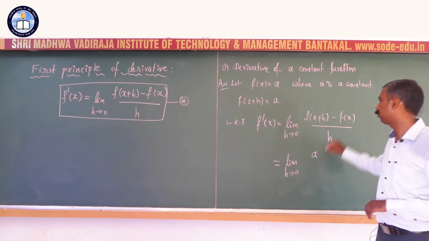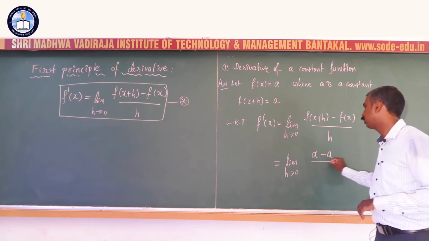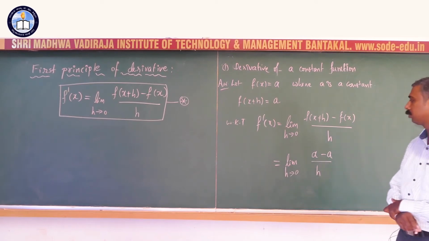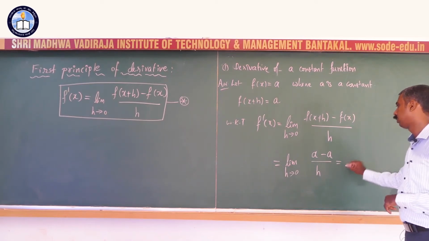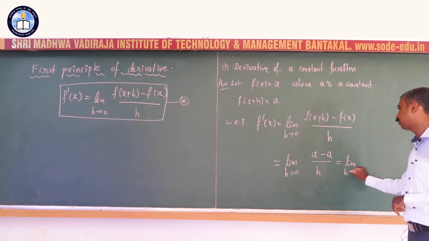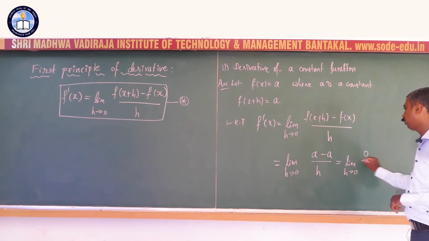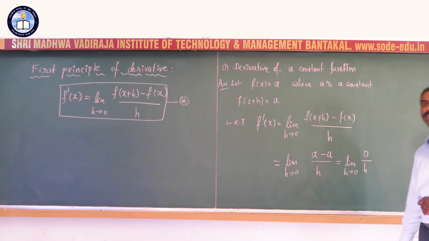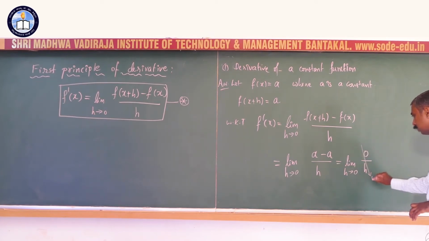What is the expression for f of x? That is also a, divided by h. What is a minus a? It is limit h tends to 0, 0 divided by h. 0 by anything is nothing but 0. So, this expression turns out to be 0.